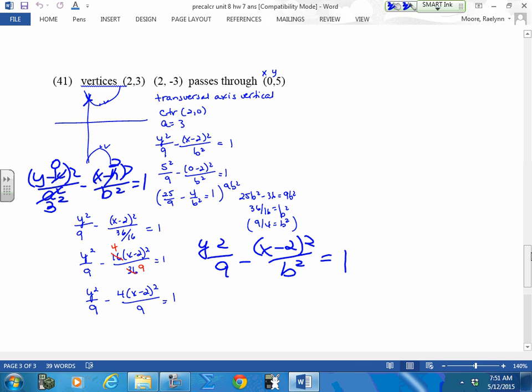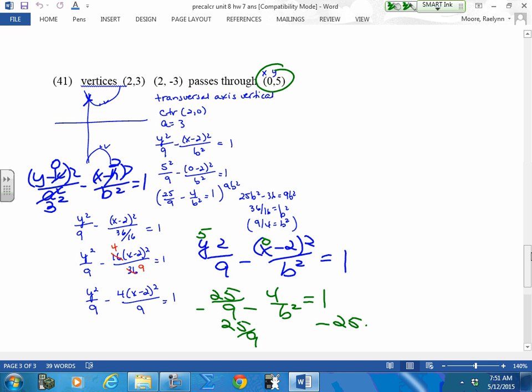So all you have to do, like we did with your parabola, is take this, make it an x, y point, and substitute in a 0 for the x and a 5 for the y. Yeah, it's going to be a little bit messy. So we're going to get 25 over 9 minus 4 over b squared equals 1. Now, you can find your common denominator, but I think the easier way is to subtract this from both sides.